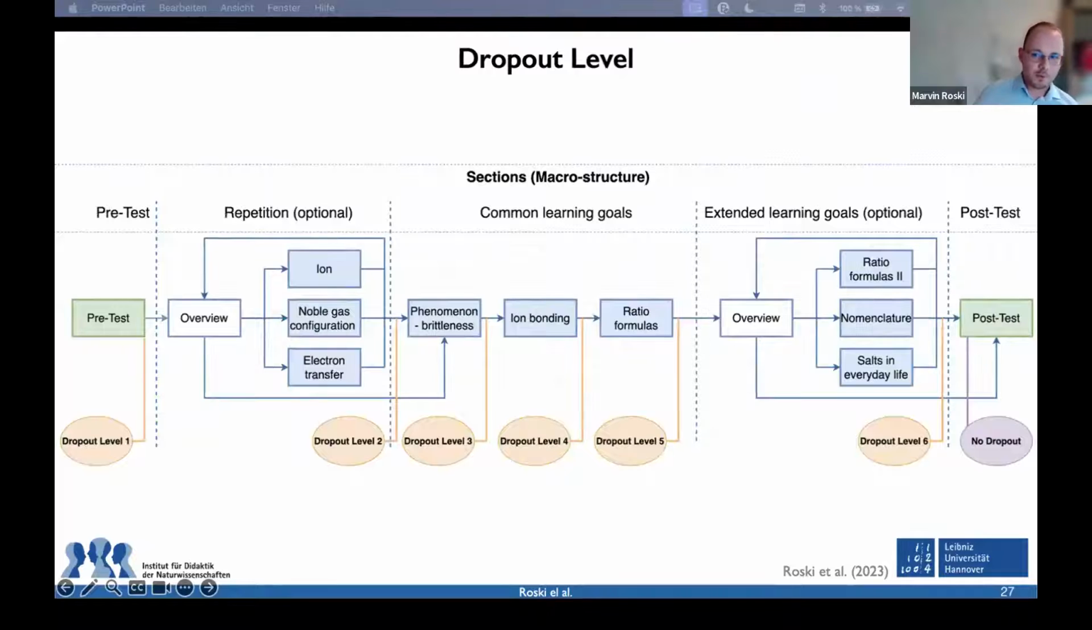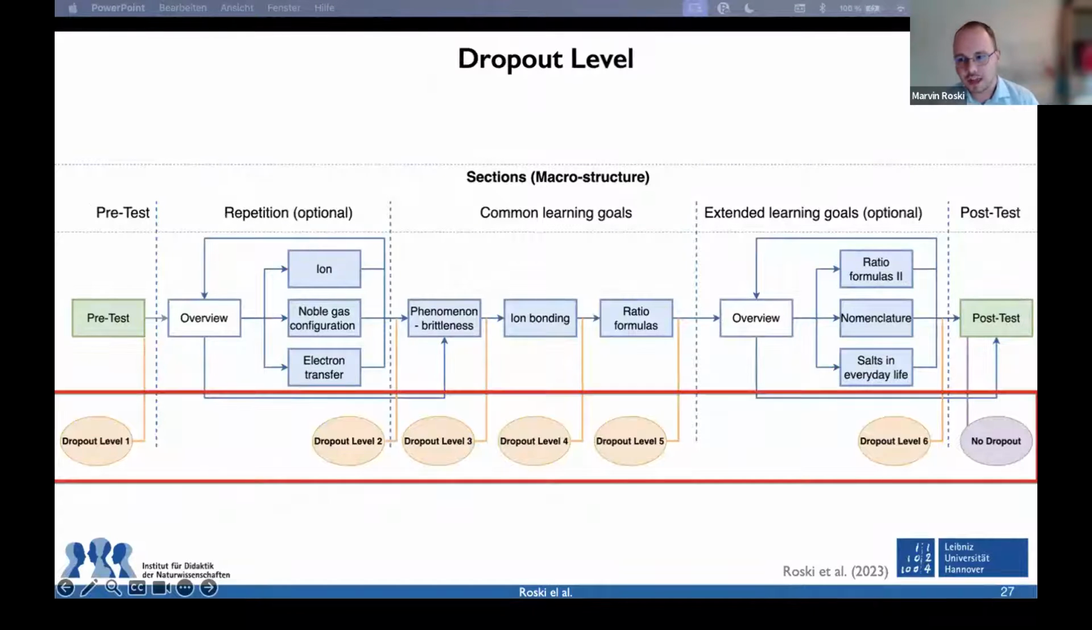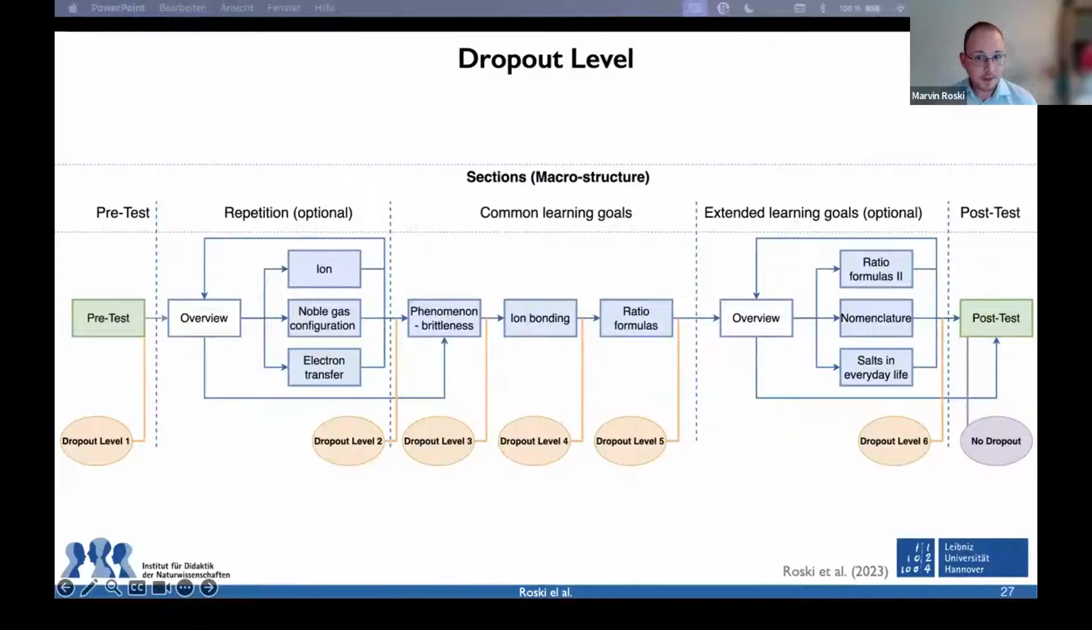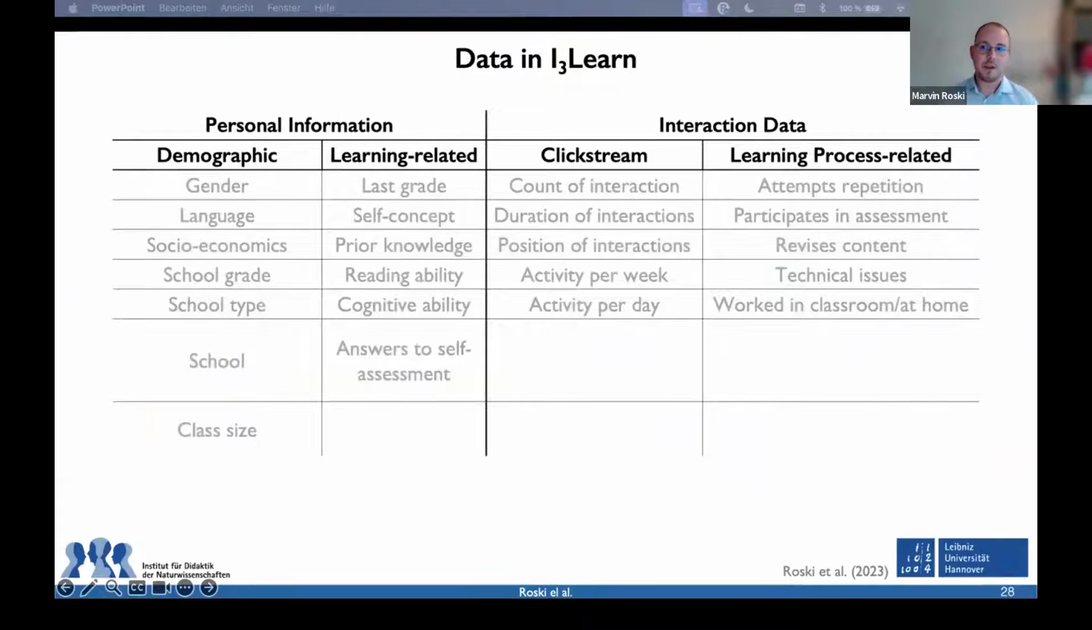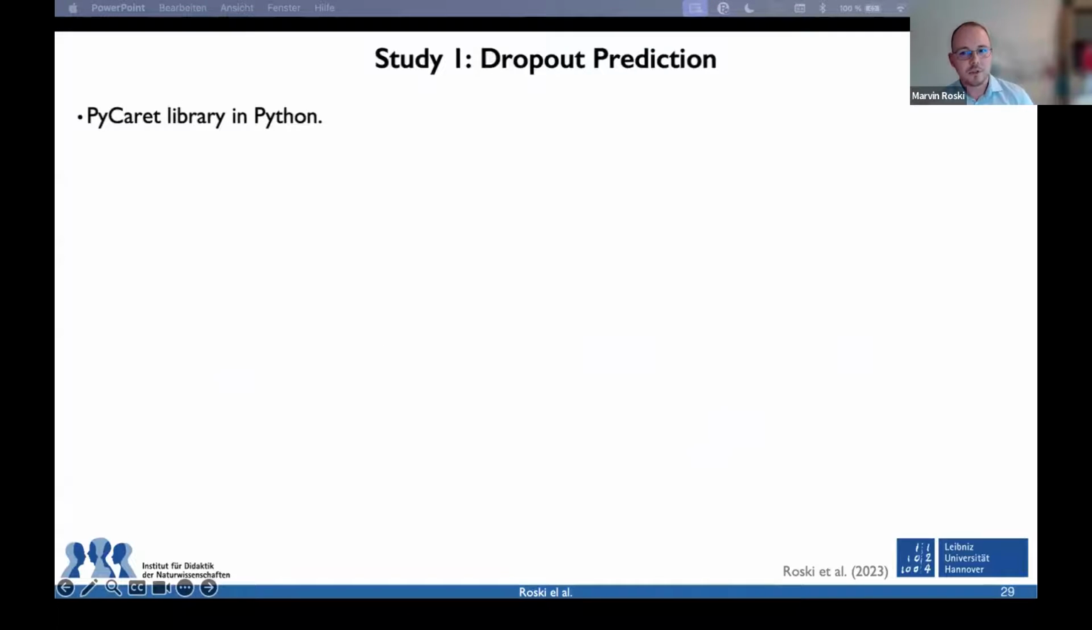To do this, we defined a total of 6 dropout levels for which we would like to predict the dropout, and which can be located in the already known architecture of i3Learn. We used all the data from the existing database and used these features to predict the dropout at the different dropout levels. We used the library PyCaret to test different features and different machine learning models to predict whether learners would reach the different levels or stop learning early.